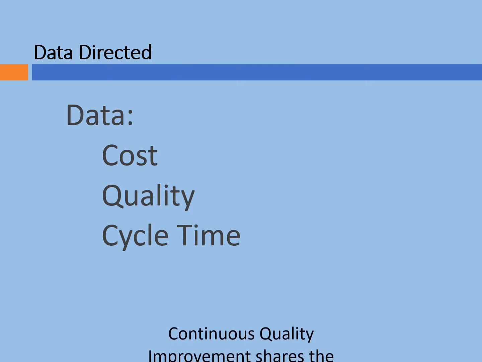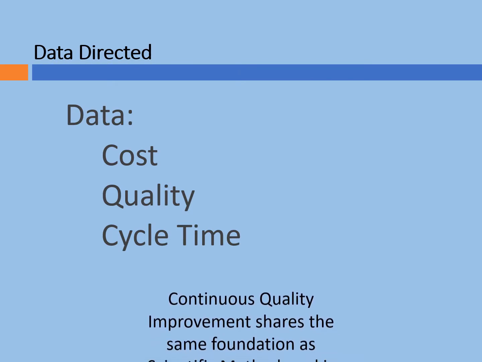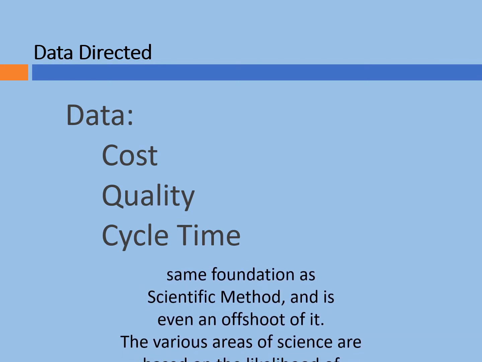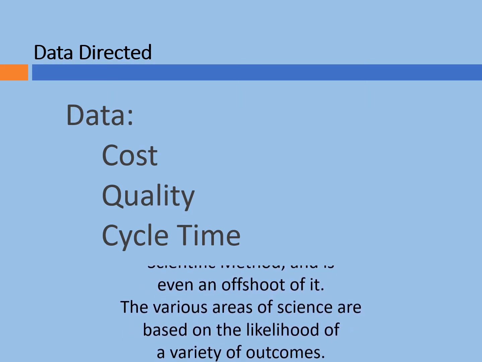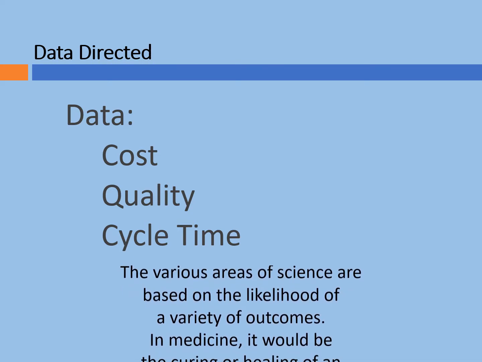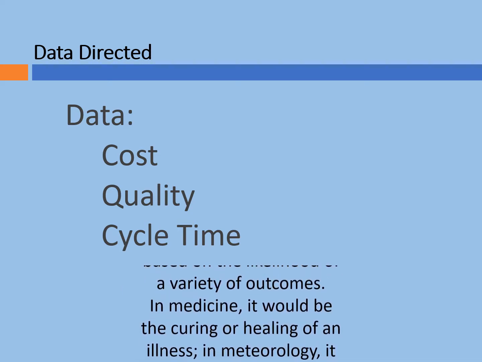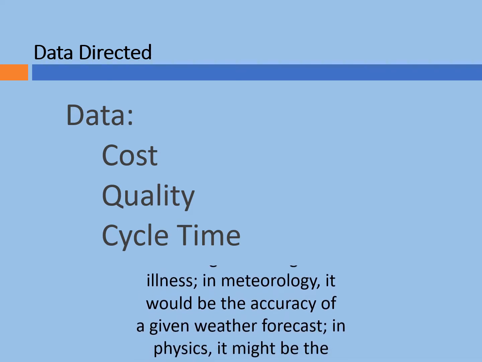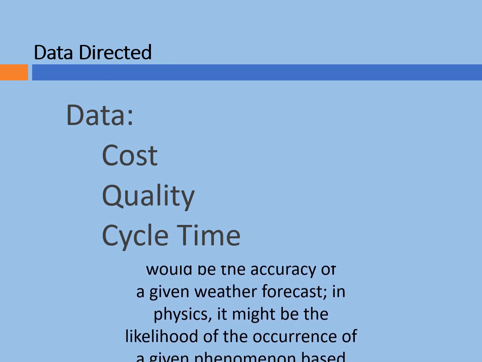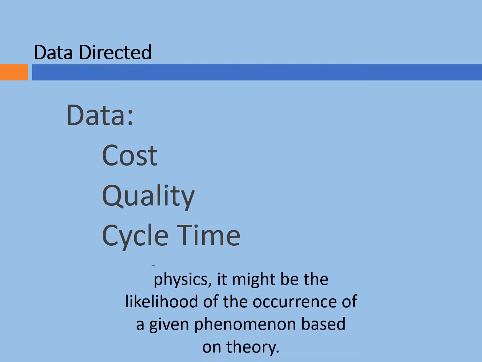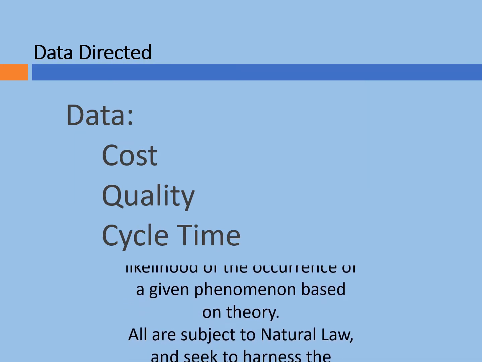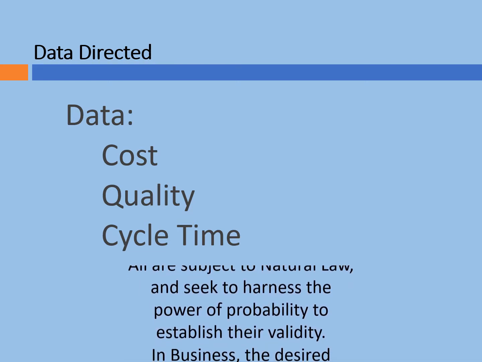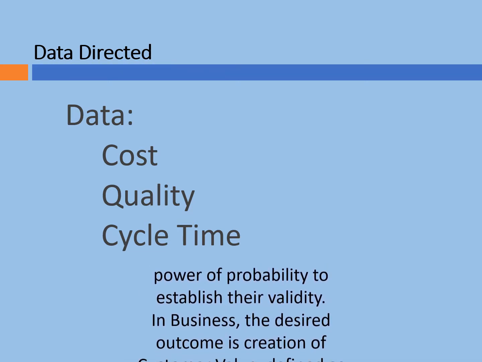Continuous quality improvement shares the same foundation as scientific method and is even an offshoot of it. The various areas of science are based on the likelihood of a variety of outcomes. In medicine, it would be the curing or healing of an illness. In meteorology, it would be the accuracy of a given weather forecast. In physics, it might be the likelihood of the occurrence of a given phenomenon based on theory. All are subject to natural law and seek to harness the power of probability to establish their validity.